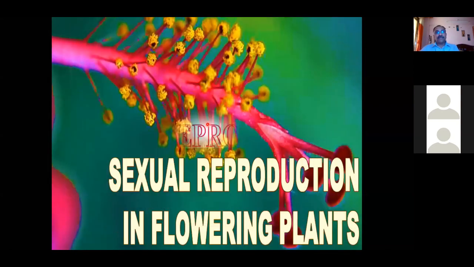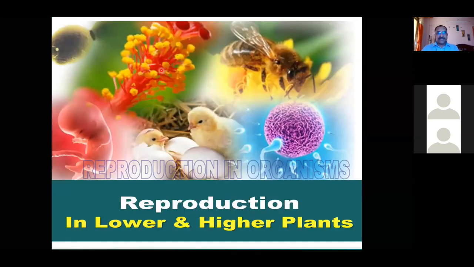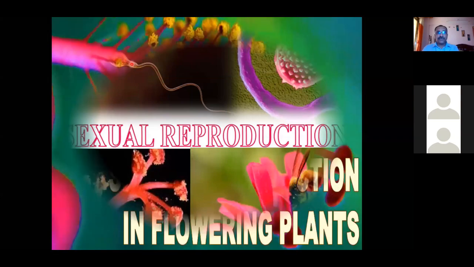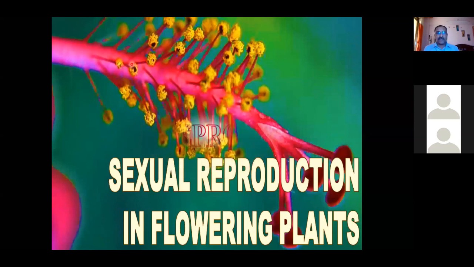Now, what is the meaning of sexual reproduction? Yesterday I told you that in sexual reproduction, two gametes are involved. This is one gamete, and this is another gamete. So two different gametes are involved. When these two different gametes fuse together, fertilization takes place, and that results in the formation of a zygote, which develops into a new individual. Since two individuals are involved, we say sexual reproduction.